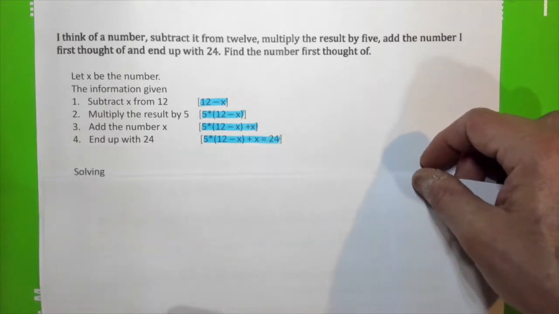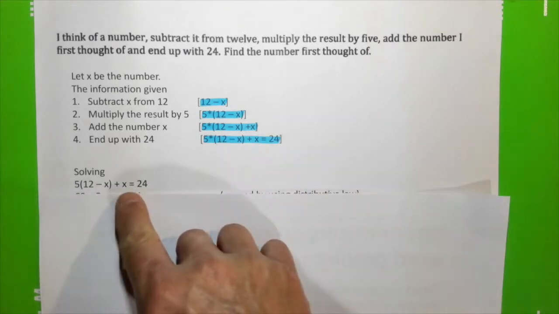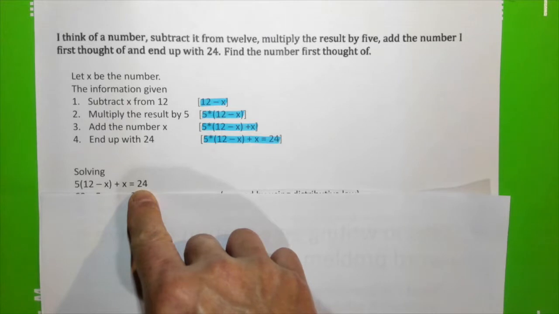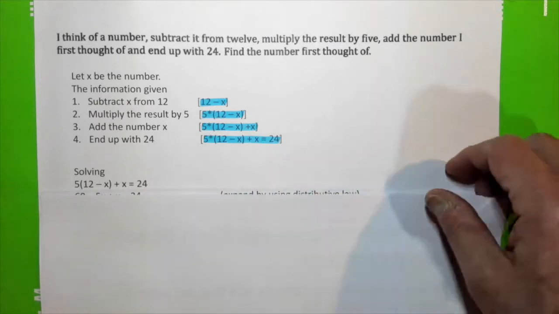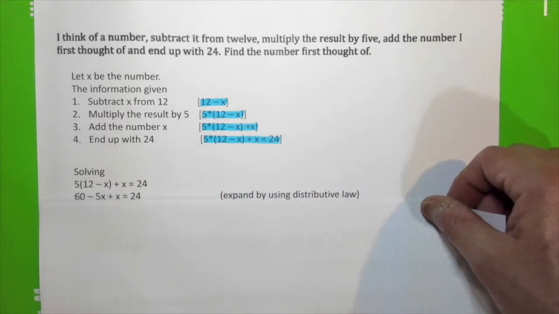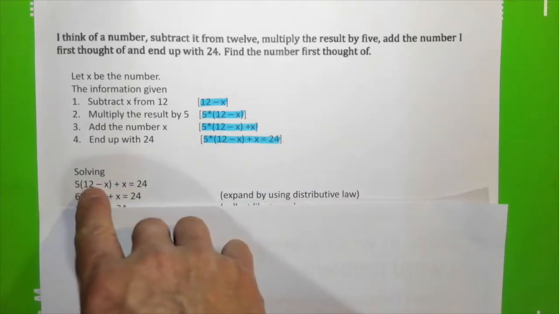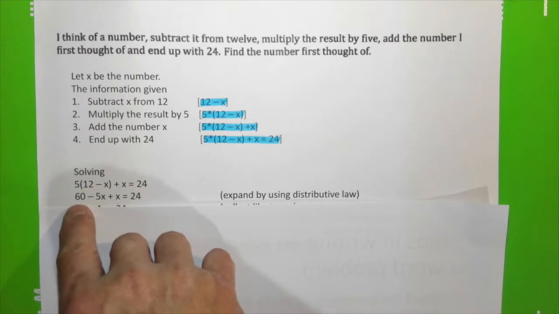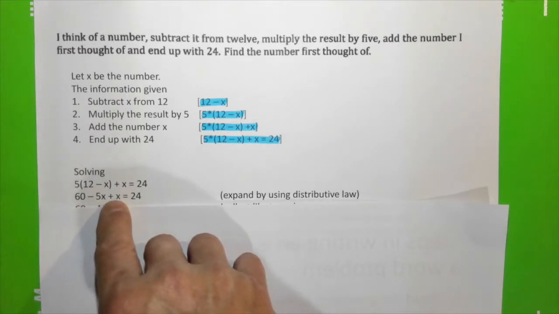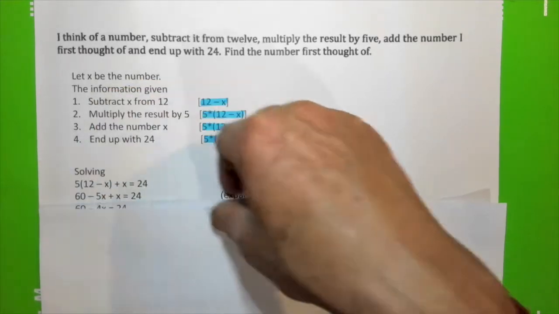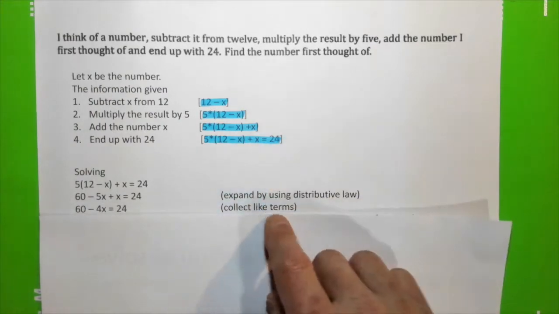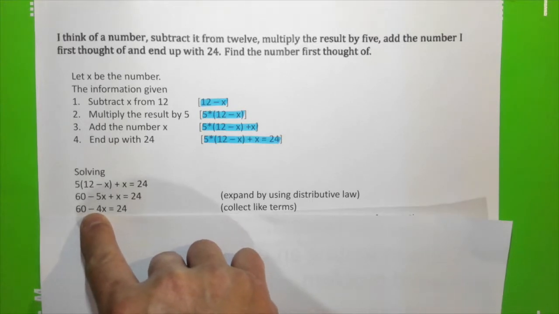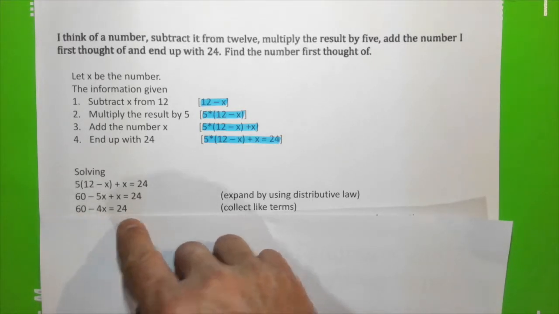Now, how do we solve it? We write this equation, 5 into (12 minus x) plus x equals 24. You know the distributive law? So what we do is expand this bit by the distributive law. We've got 5 times 12 equals 60, minus 5x plus x equals 24. Then we collect like terms. Minus 5x plus x gives us minus 4x. So 60 minus 4x equals 24.